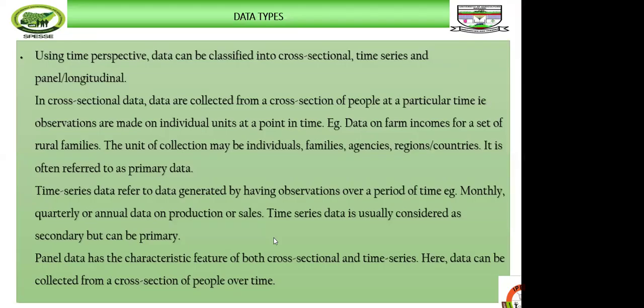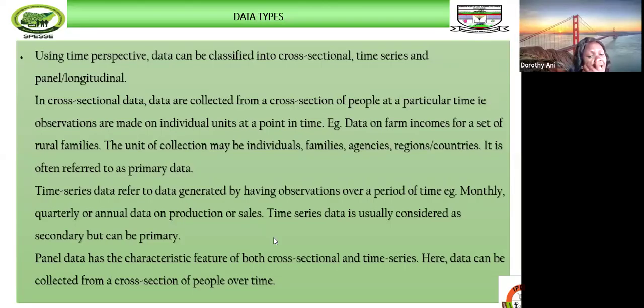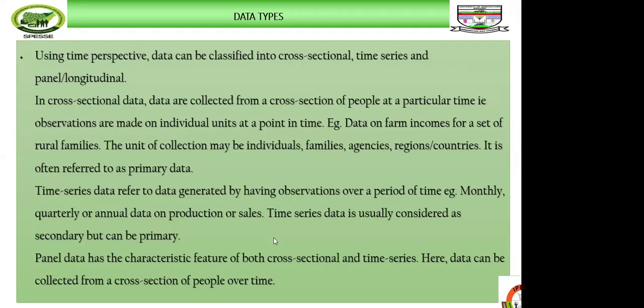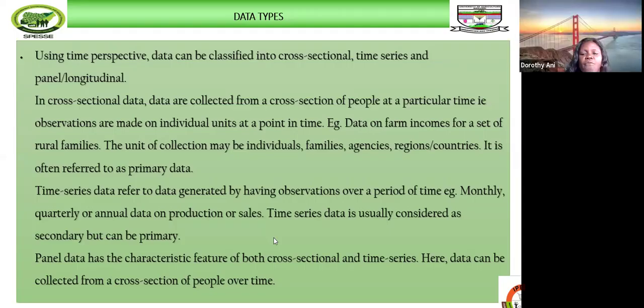Okay. So when we now talk about time series, I know why I was stressing that, because I don't want you to misunderstand it with time series. Time series refers to data generated by having observations over a period of time, like monthly, quarterly, or annual data on production or sales. Time series data is usually considered secondary, though not all the time they are secondary.